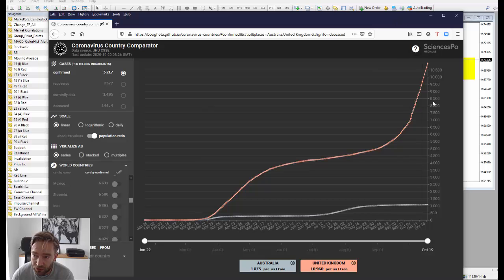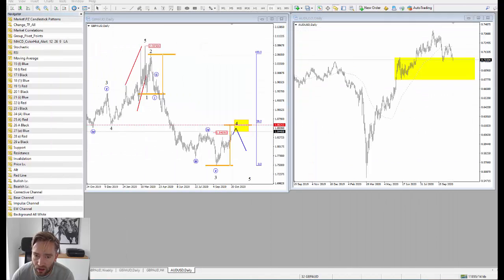So again, if maybe some hard lockdown occurs in the UK, I think that this will have an impact on pound in general, and we could see again pound Aussie hitting resistance.